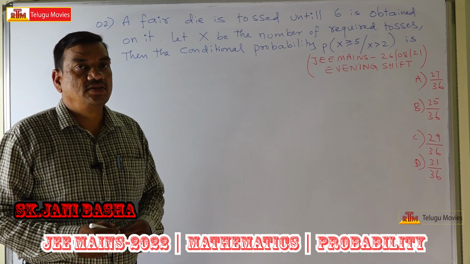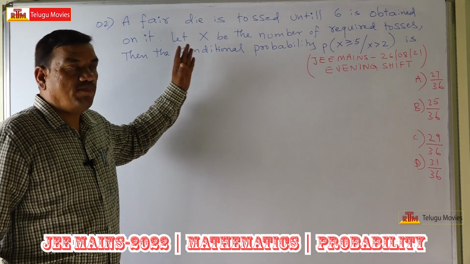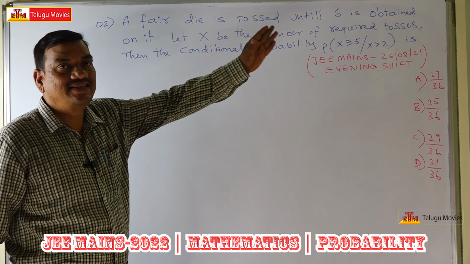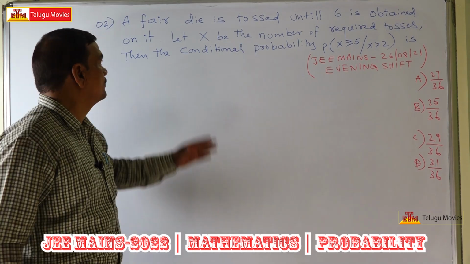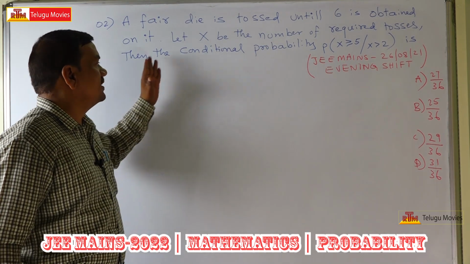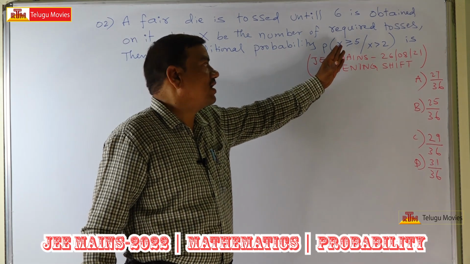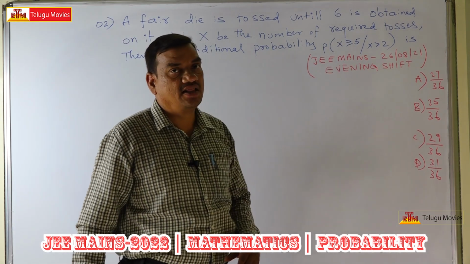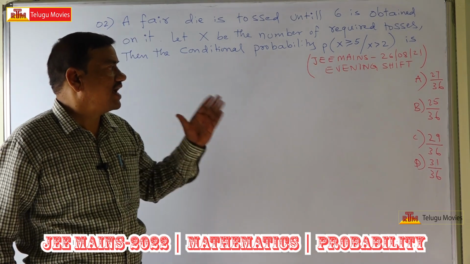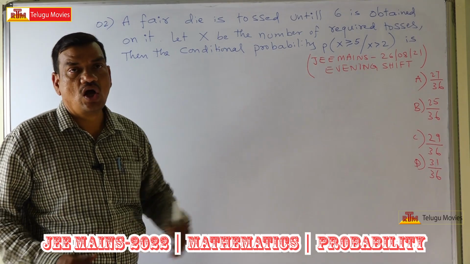So dear students, welcome to our second problem. Okay. The problem is this. A fair die is tossed until 6 is obtained on it. Let x be the number of required tosses, then the conditional probability, that is probability of x greater than or equal to 5 given x greater than 2 is... So it was asked in the 26/8/2021 evening shift paper. So those are the options.